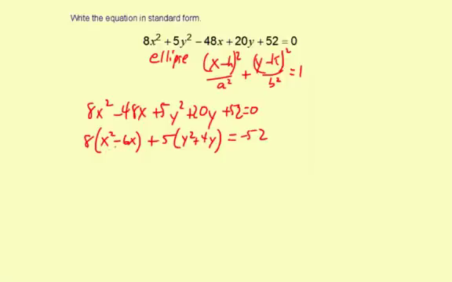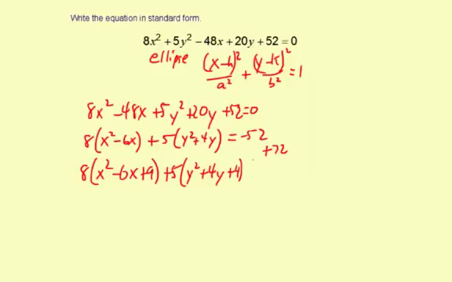Okay, let's figure out what needs to go inside the parentheses to complete the square. X squared minus 6x. Take the 6 divided by 2 is 3, squared is 9, so plus 9. Now we have to add 8 times 9 to the other side of the equation also. So this is going to be plus 72. And then plus 5, then times y squared plus 4y. 4 divided by 2 is 2, 2 squared is 4, so plus 4. And we're adding 5 times 4, so we add a plus 20 on the other side of the equation. So this is going to equal negative 52 plus 72 plus 20 over here.